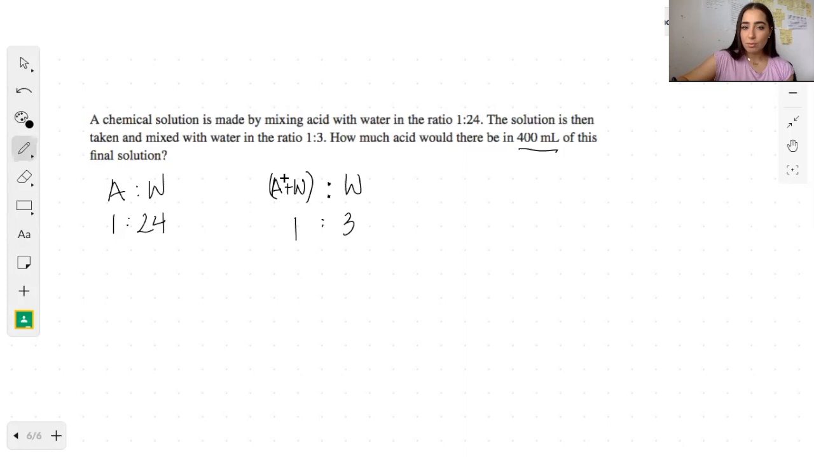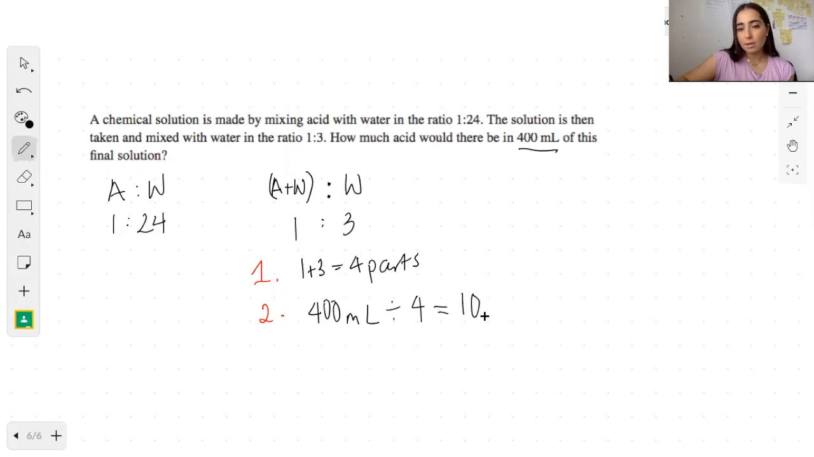So let's take the ratio that involves the final solution. So it's this one. So we're going to follow through with the same steps. We're going to calculate the total number of parts. So 1 plus 3. Then we're going to take the total quantity, which is 400 mils, and we're going to divide it by the number of parts. So that gives us 100 mils. And so that's the value of 1 part in this final solution.